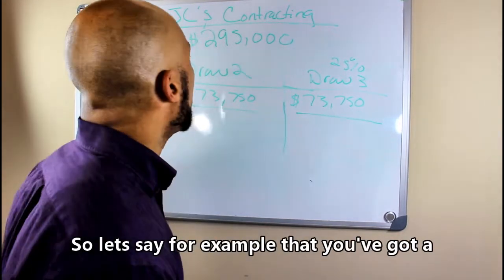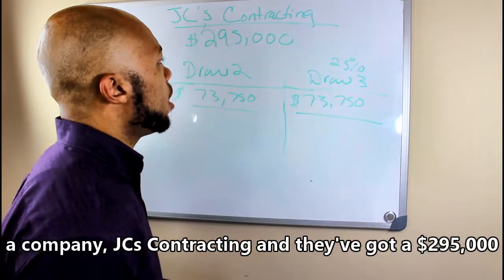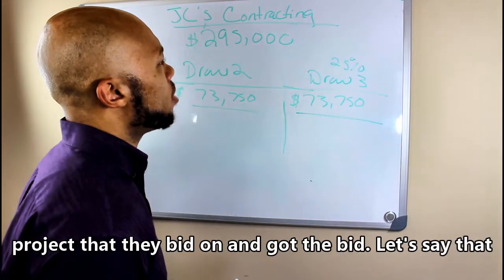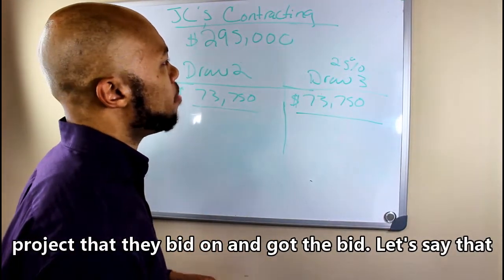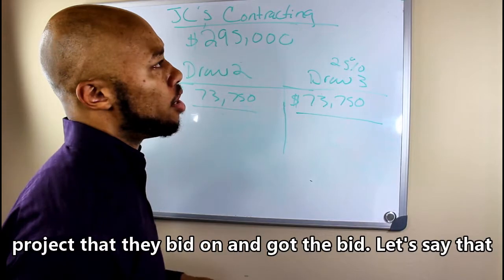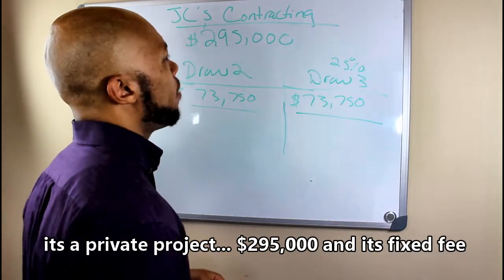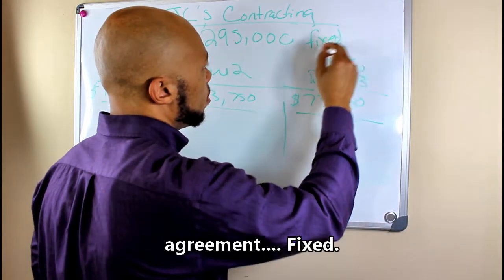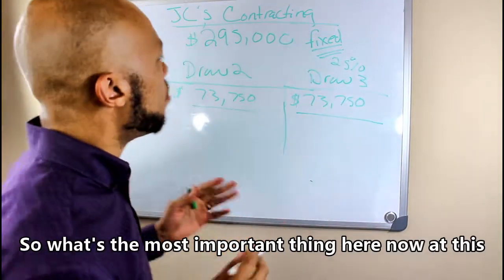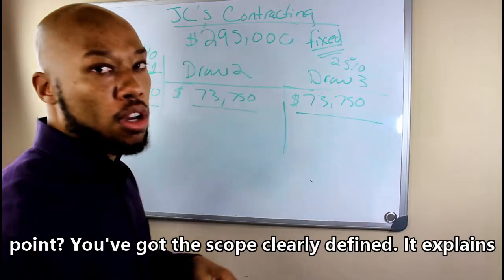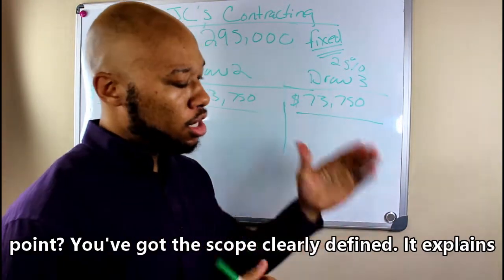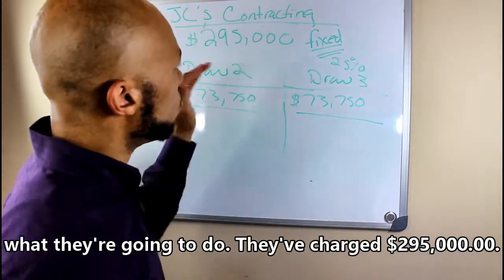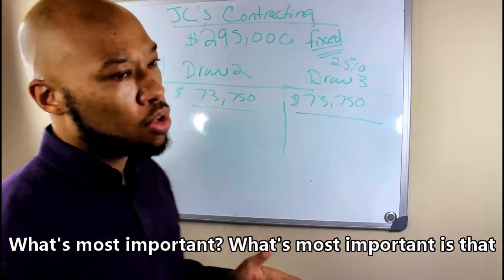So let's say, for example, we've got a company, JC's Contracting, and they got a $295,000 project that they bid on. They got the bid. Say that it's just a private project, $295,000, and it's a fixed agreement. So what's the most important thing at this point? You've got the scope clearly defined. It explains what they're going to do. They've charged $295,000. What's most important?